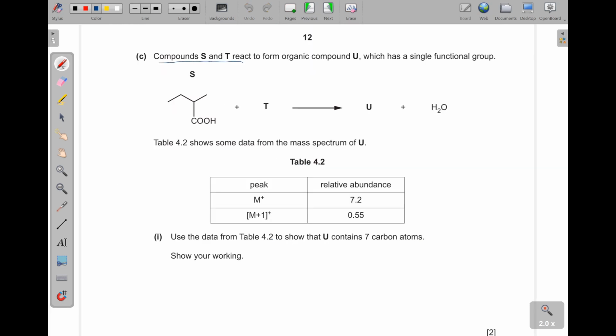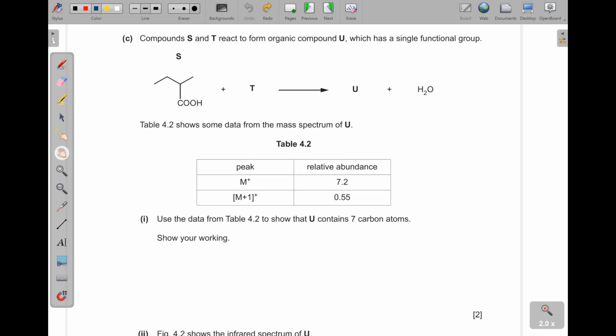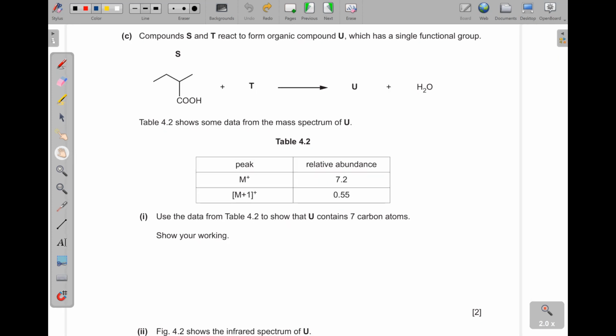Part C, compounds S and T react to form organic compound U, which has a single functional group. So we are seeing this one here. And they have given us in this table the data from the mass spectrum, M plus and M plus 1. When they give you the M plus and the M plus 1, their abundances help us to find the total number of carbon atoms present in that compound. Okay, so they are saying use the data from that table to show that U contains 7 carbon atoms.